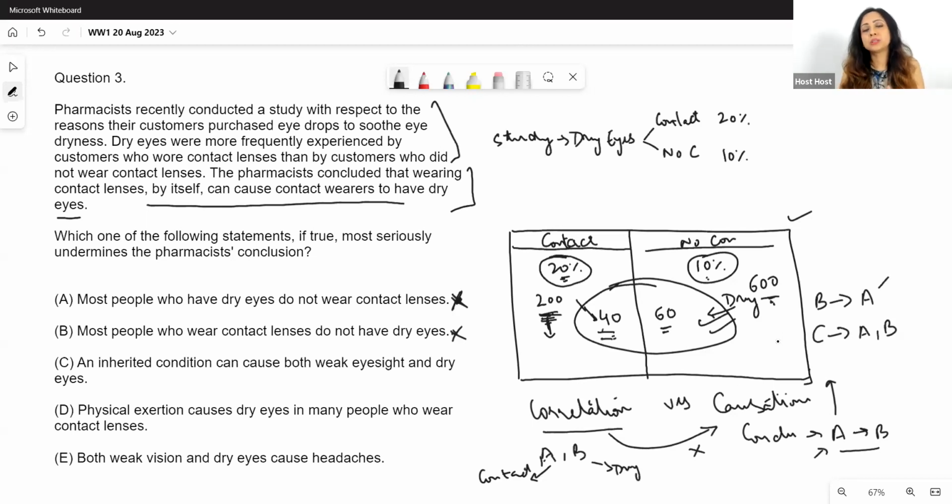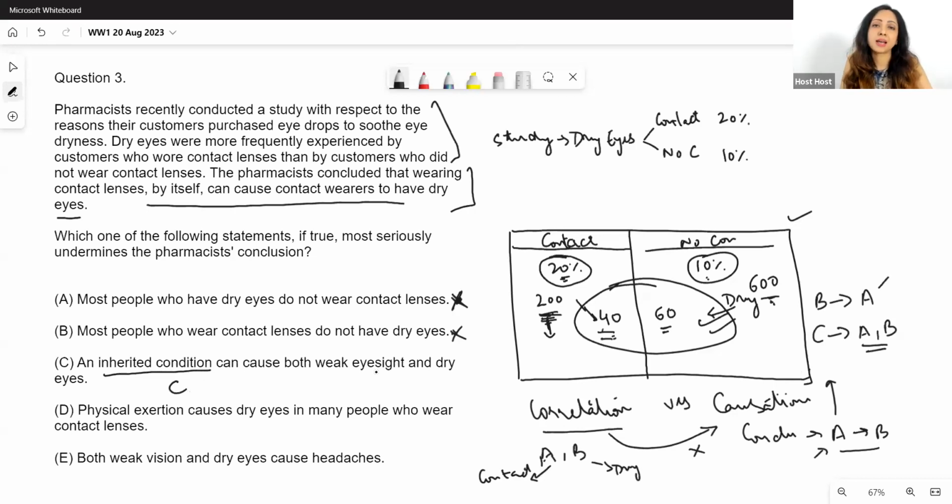Or another way to weaken is to say that lifestyle factors are causing both the diseases, right? We could say it's the food or the lack of exercise that is causing both the diseases. So there is another factor, we say C, which is causing both A and B, and that also weakens our conclusion. All right, so this question is pretty much a case of correlation versus causation. Dry eyes and contact lenses appear together in a lot of cases, but that does not mean that contact lenses are causing the dry eyes. There could be a third condition.